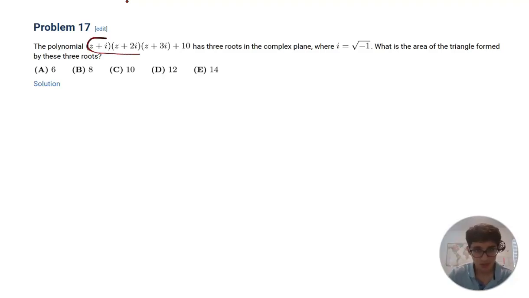We're given a polynomial in Z. It's got complex numbers over here. And the worst part is we're not even given the whole thing. We're not even given a nice convenient equation. We're given (Z plus i)(Z plus 2i)(Z plus 3i) plus 10. And we're asked to find its roots.